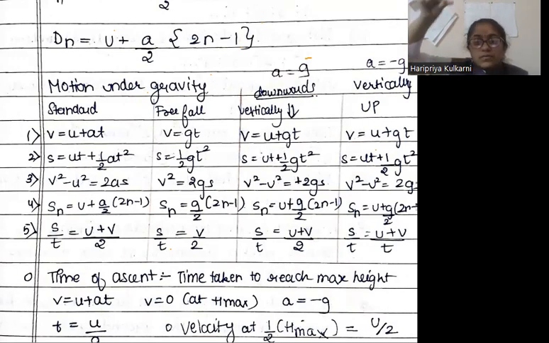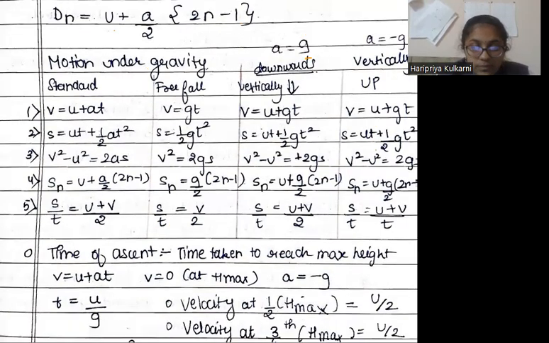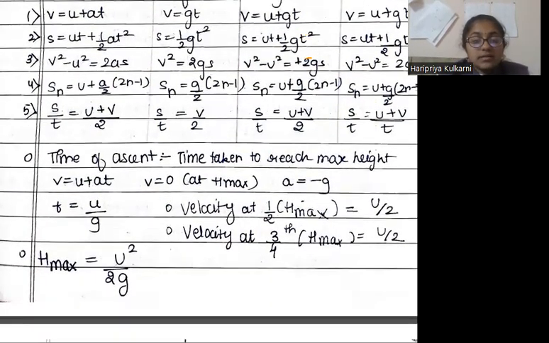So it is v is equal to u plus gt, right? If I'm releasing it vertically upwards, then of course I have to apply some initial velocity to move it upwards, right? So similarly, you can apply such real life examples and understand these equations.